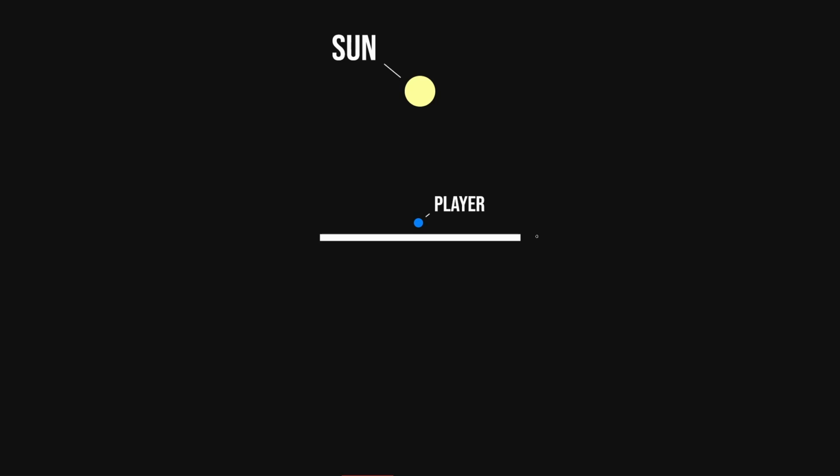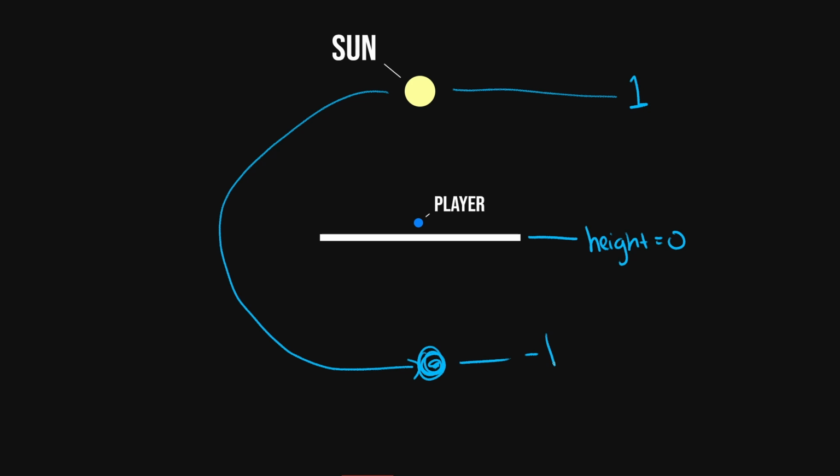Now, to make the sky dynamic, we need to account for the direction of our sun and mimic how that affects the color of our sky. So let's think about the position of our sun at its most basic. If our location is at a height of 0, the position of the sun will shift between 1 at the peak and -1 at the bottom.